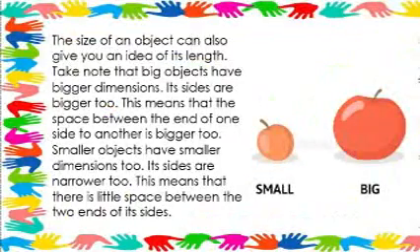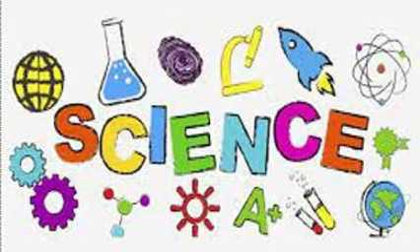The size of an object can also give you an idea of its length. Take note that a big object has bigger dimensions. Its sides are bigger too. This means that the space between the end of one side to another is bigger too. The smaller object has smaller dimensions too. Its sides are narrow too. This means that there is a little space between the two ends of its side. So, an object is longer when there is more space between its two ends. An object is shorter when there is less space between its two ends.